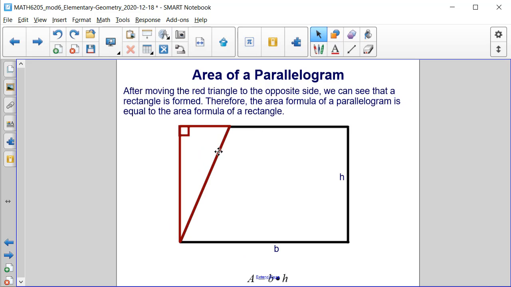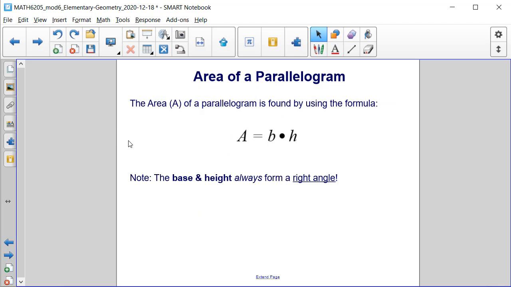As you can see, after moving that triangle section of the parallelogram over to the other side, we create a rectangle. And the area of a rectangle is length times width. Well, if we change those labels to be base and height instead of length and width, we have determined the area formula for a parallelogram. The area is equal to the base times the height. So the area of a parallelogram is found using the formula area equals base times height, where the base and the height always form a right angle.